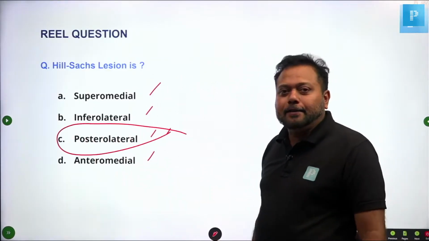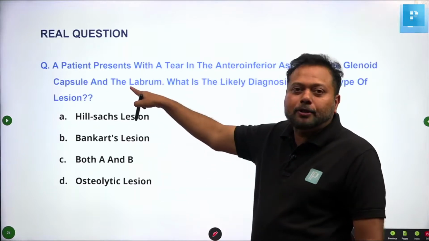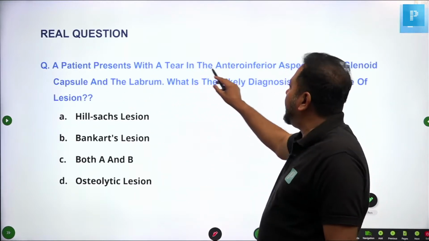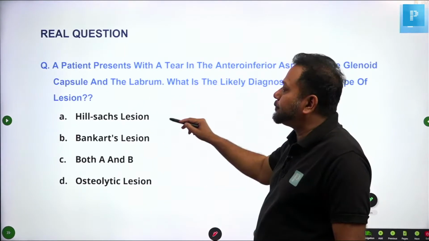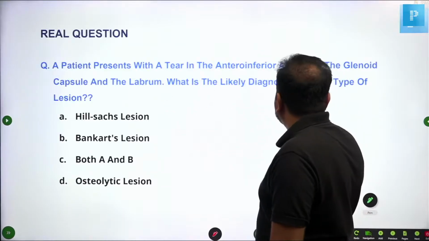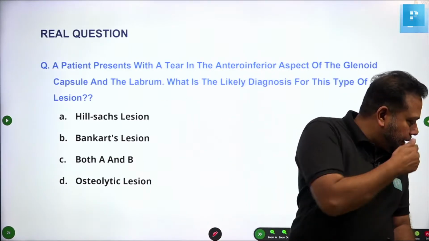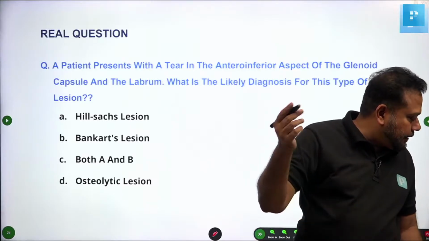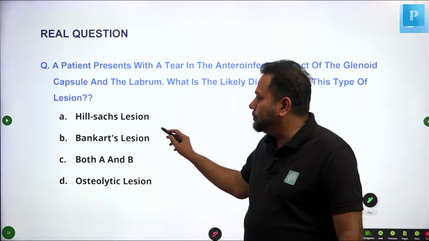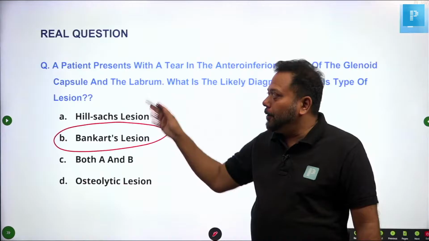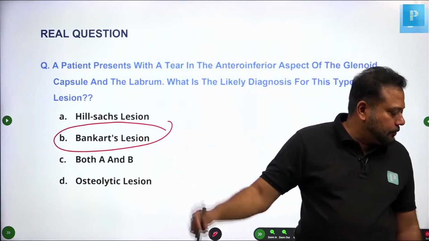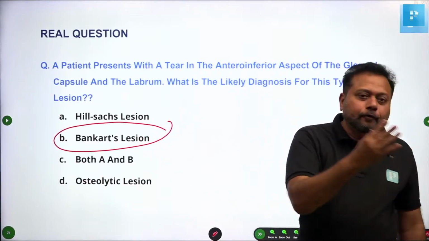Hill-Sachs lesion. This is the real question they asked. A patient presents with a tear in the anteroinferior aspect of the glenoid capsule and the labrum. What is the likely diagnosis for this type of lesion? Answer is Bankart's. This is the real INI-CET question. Good. All of you have answered it.